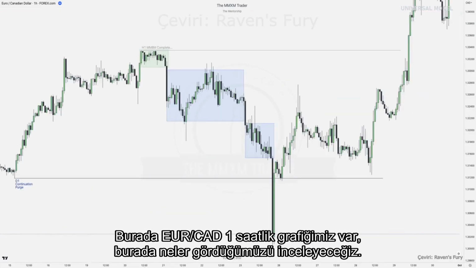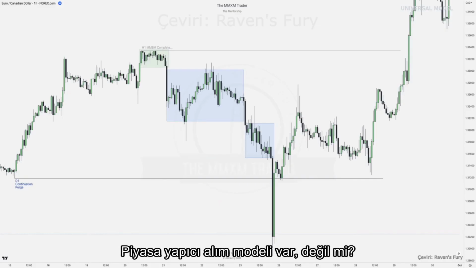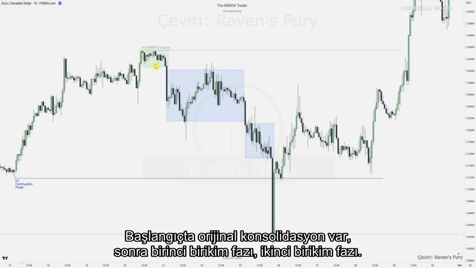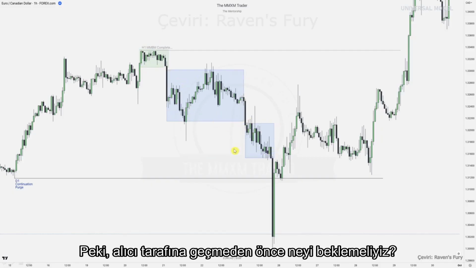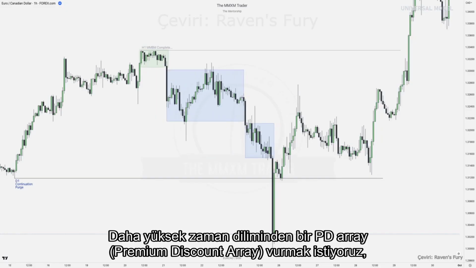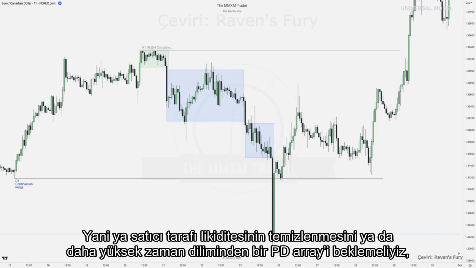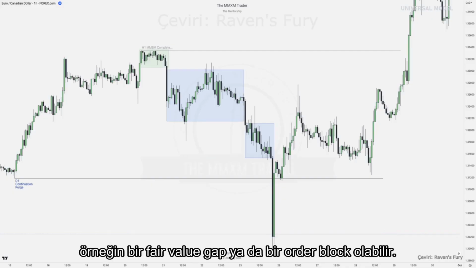So over here we've got the Euro Canadian dollar 1 hour chart, right? We're going to go over what we see over here. We've got that market maker buy model, right? We start off with that original consolidation, then we have accumulation phase 1, accumulation phase 2, and what do we need to wait for before we go into the buy side of the curve? We want to hit a higher time frame PD array, right? So we need to wait either for sell side liquidity to get purged or hit a higher time frame PD array, which could be a fair value gap or an order block, for example.